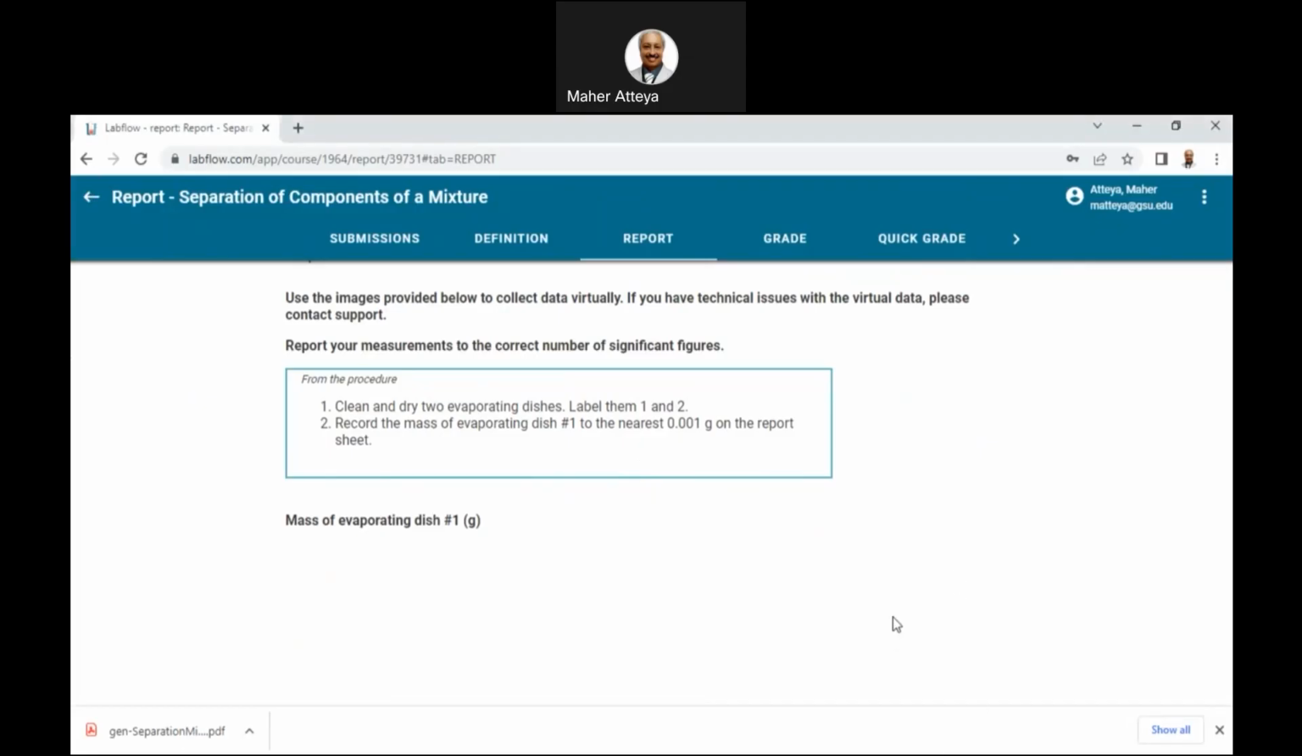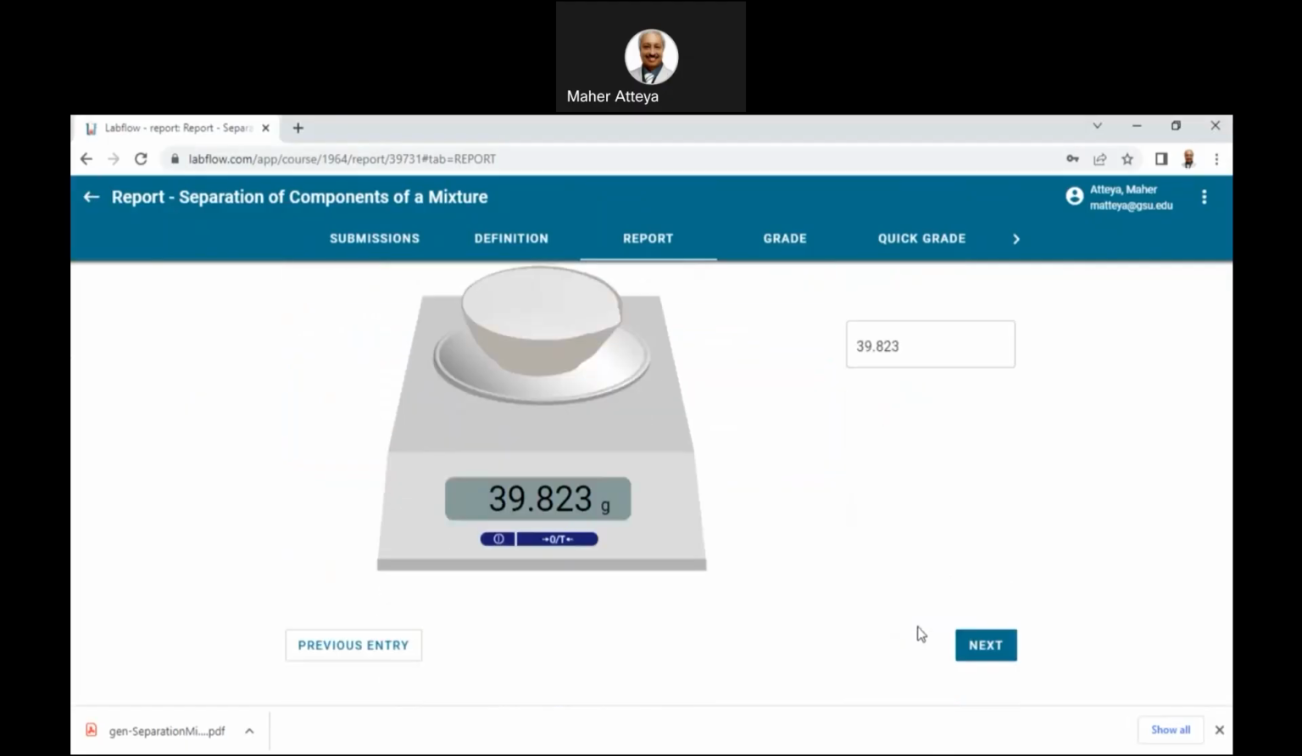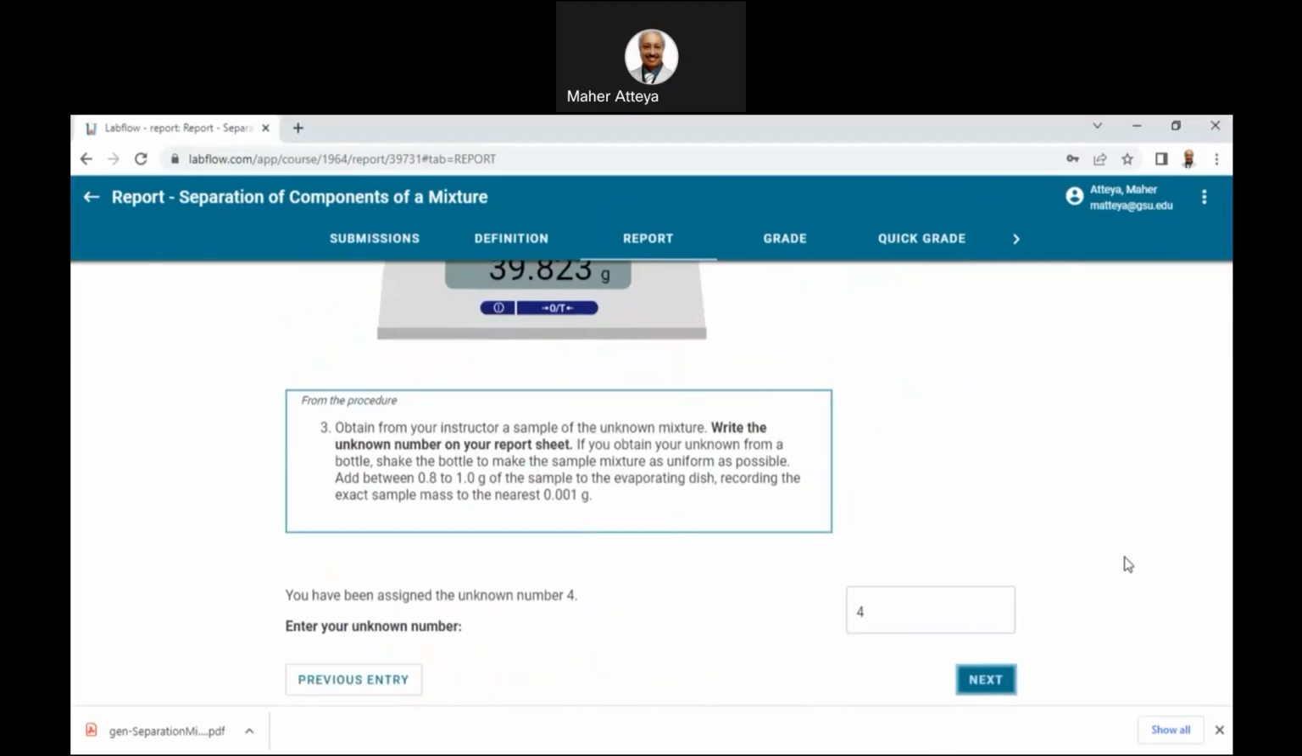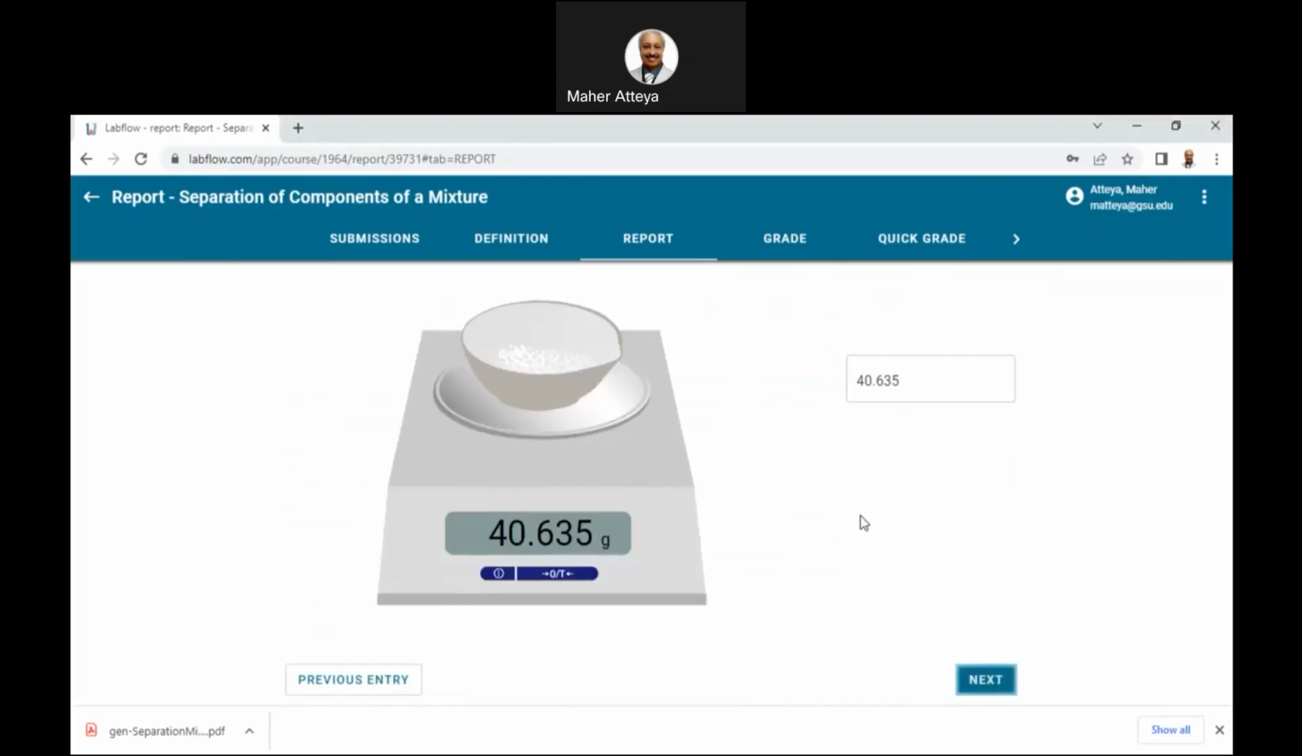Okay, next. Then we enter next. Next, obtain your instructor sample, write the unknown number. This is 4. We did that. Next, enter your sample, which is 4. That's good. Then next, I'm just looking where the error is, and this is very good to know if you made an error.